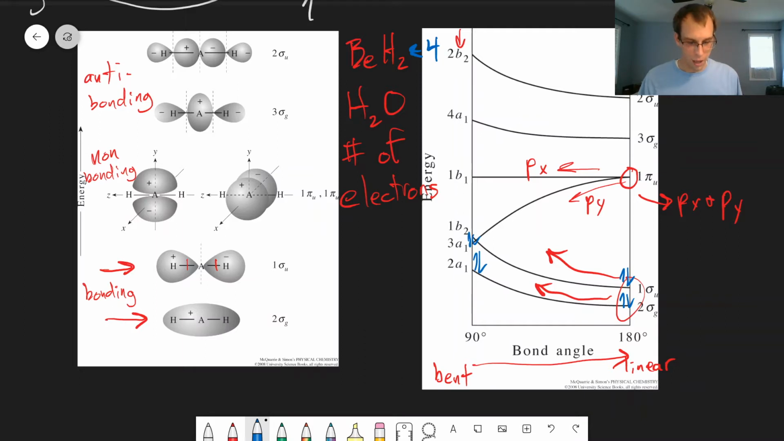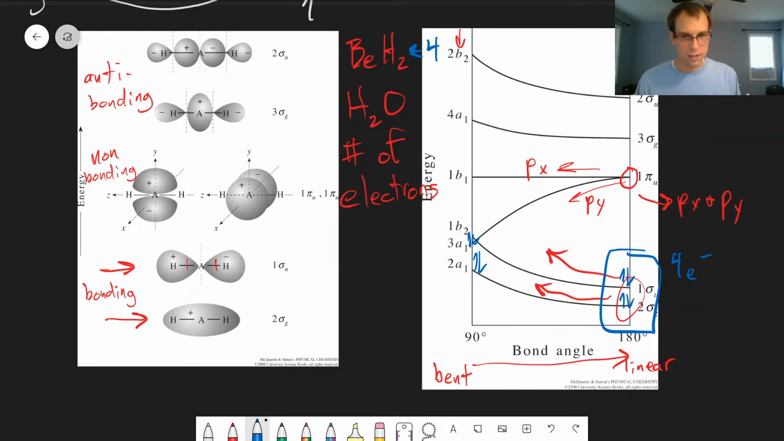And so the molecule will go towards whatever's lowest energy. I mean, that's just a general principle of nature. And so for BeH2 with only 4 electrons, it favors this linear geometry because it leads to lower energy.